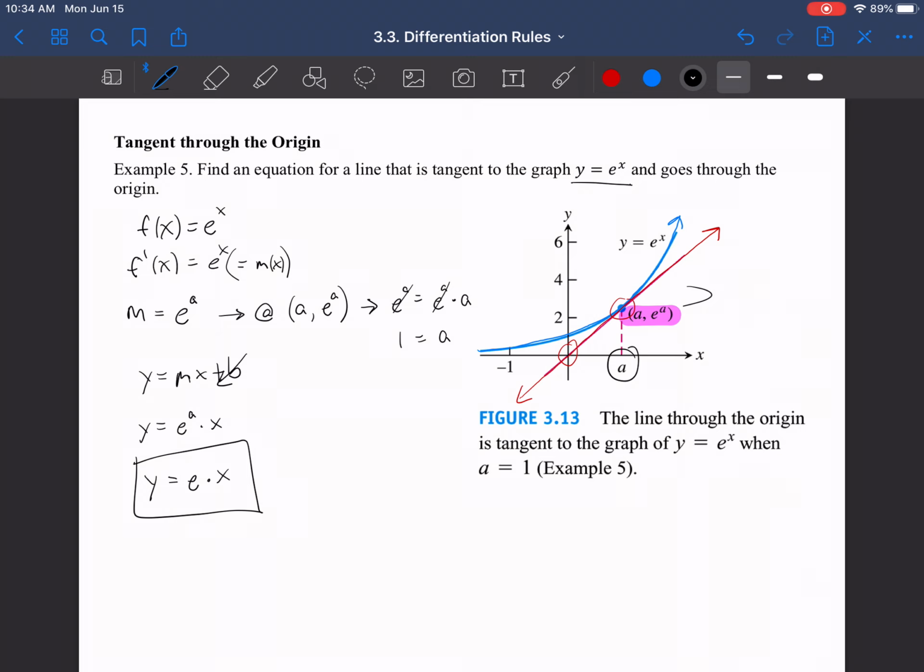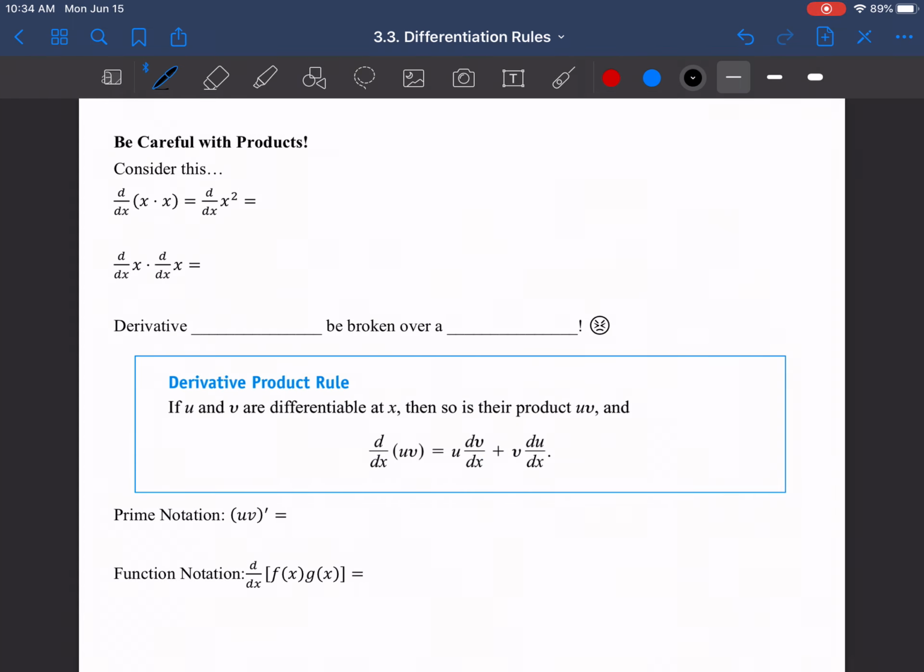Okay, so let's try the next page here. On the next page, we're going to start to talk about derivatives of products. So let's look at these two derivatives that we have here. The first is the derivative of x times x, which is just the derivative of x squared, which we've done before with our power rule, and that's just going to bring the 2 out front and then multiply it by x to the 2 minus 1, which is just x to the first power. If we look at the second one, the first thing we have is the derivative of x, which is just 1, and then we have the derivative of x, which is just 1, and this equals 1.